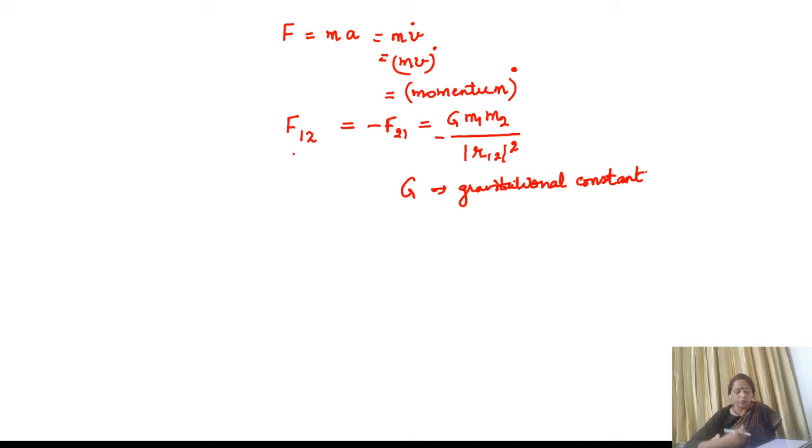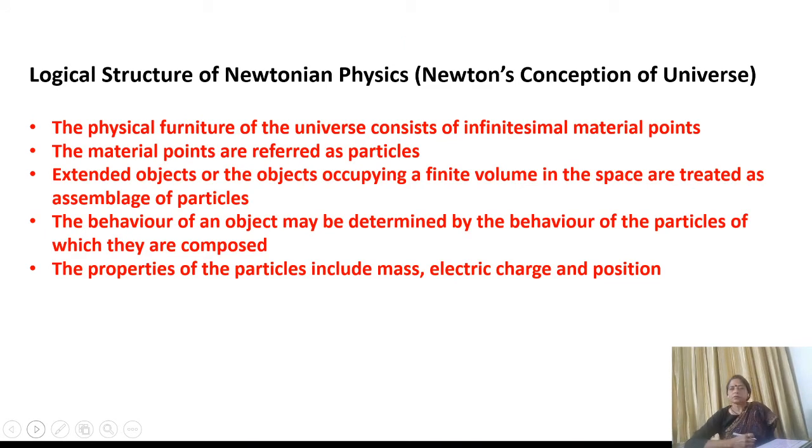Whatever Newton provided through his theory are basically the laws of motion, and the consequences of these laws of motion are the conservation laws. Conservation laws tell us about the constantness of certain properties of a dynamical system. As I told you, initially I will discuss the conservation laws for a single particle, and then we will go for the system of particles.